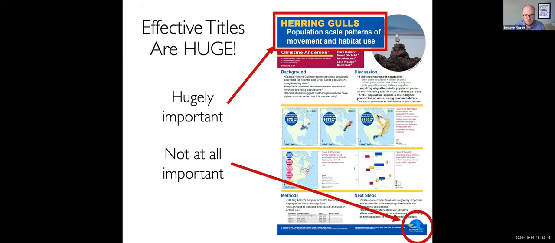Effective titles are huge. So once you've marked out that real estate for pictures, which clearly on this poster they've done, it's about gulls. They put a big picture of a gull. They then use the next biggest amount of real estate up top, important real estate, for the title. It can't be too big. Other stuff that's often found at the top of the posters is just not important. It doesn't help us accomplish our goals that we set out. Authors, affiliations, seals, logos. They don't do anything for our goals.